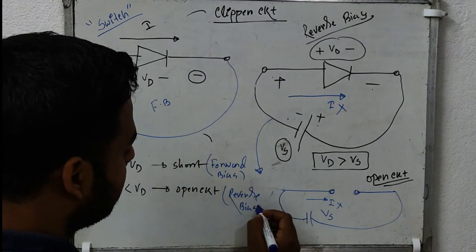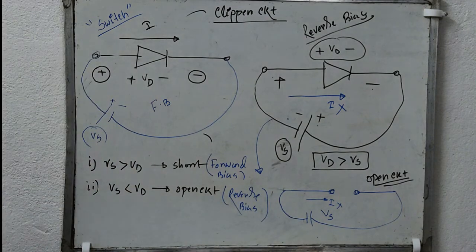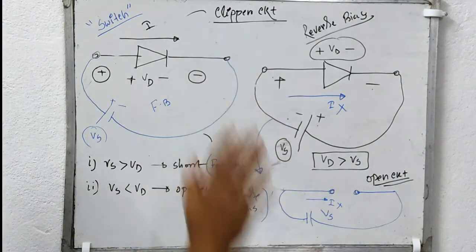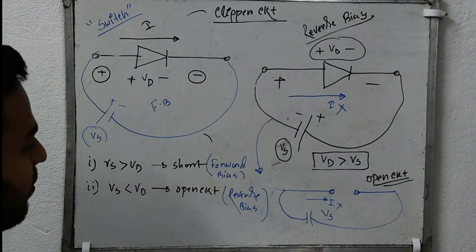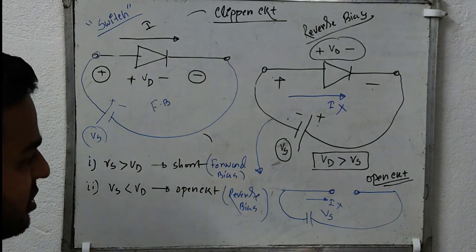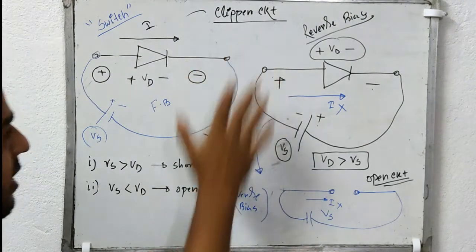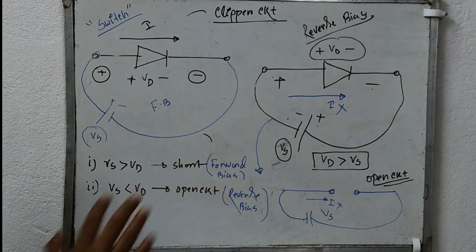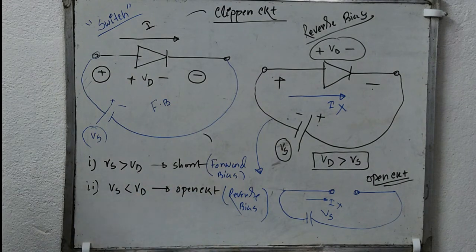We are going to use these two phenomena in our coming session, which is clipper circuit. These are two important logics that we are going to use in clipper circuits. So let me define: there are two types of diode. We will classify the diode simply in two types. One is ideal, one is practical.